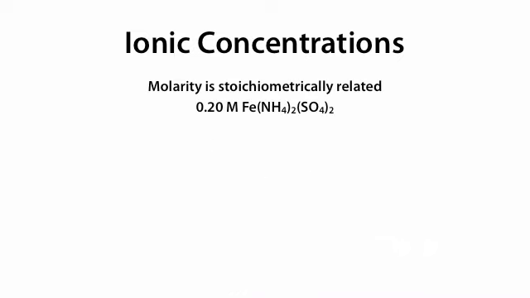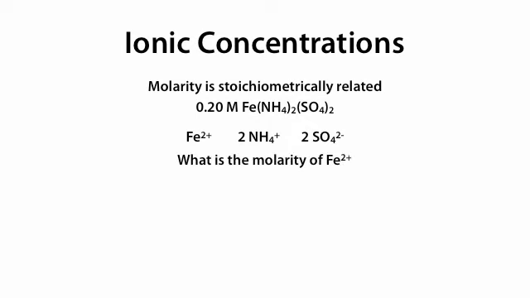If we had 0.2 molar Fe(NH4)2(SO4)2, we know that this compound is made from 1 Fe2+ ion, 2 NH4+ ions, and 2 SO4 2- ions. What is the molarity of Fe2+? Since there is 1 mole of Fe2+ per mole of this compound, the molarity is the same as the compound, 0.20 molar. What is the molarity of NH4+?